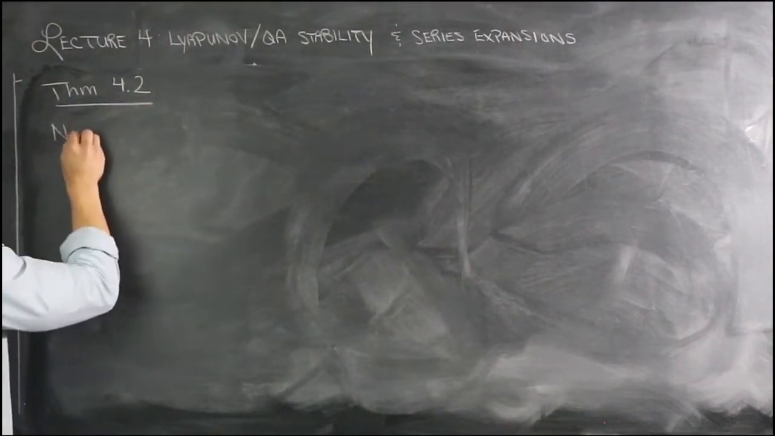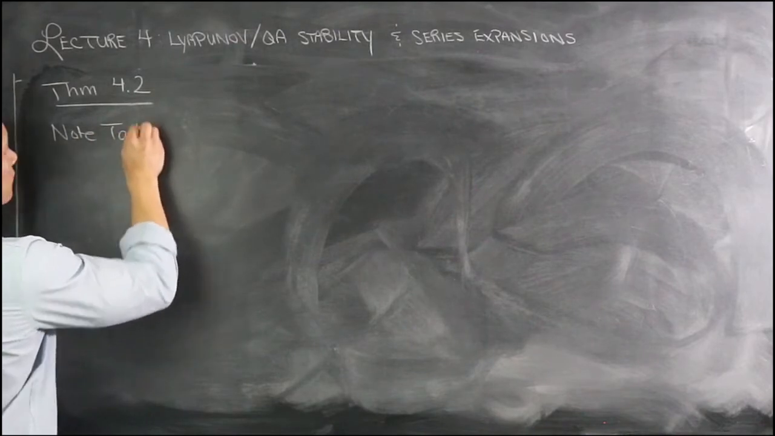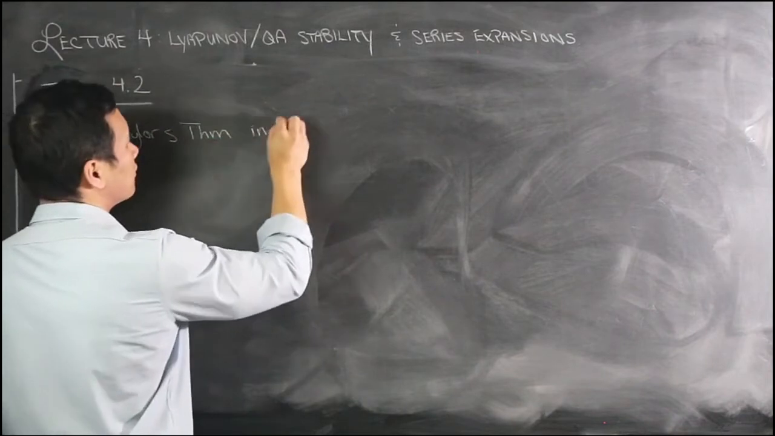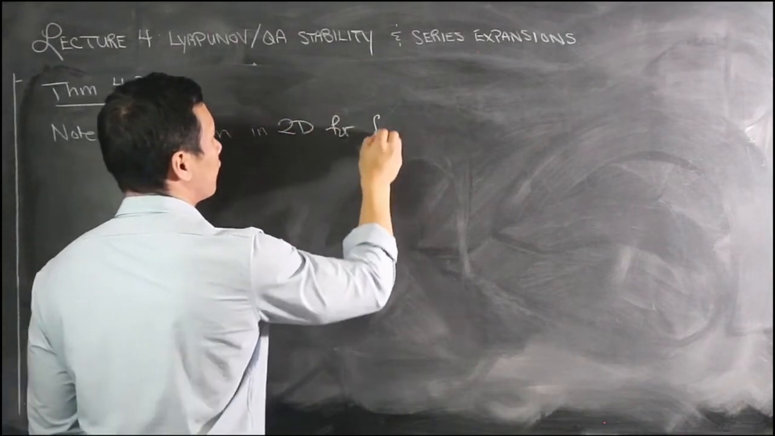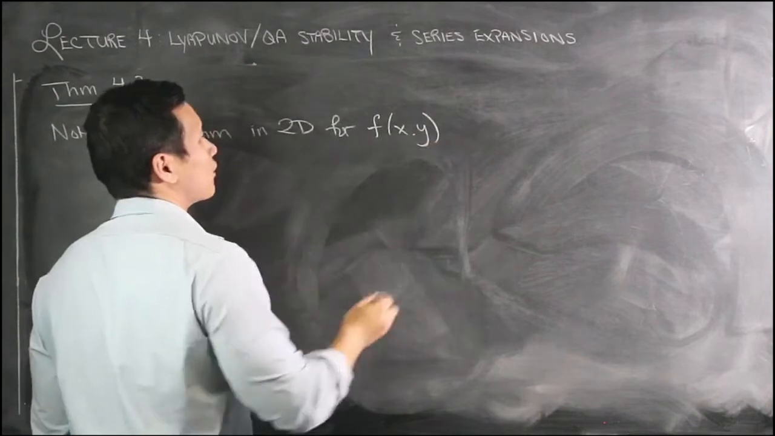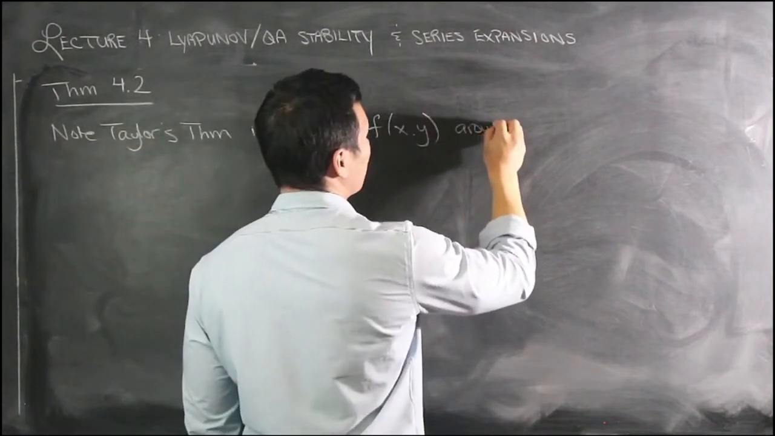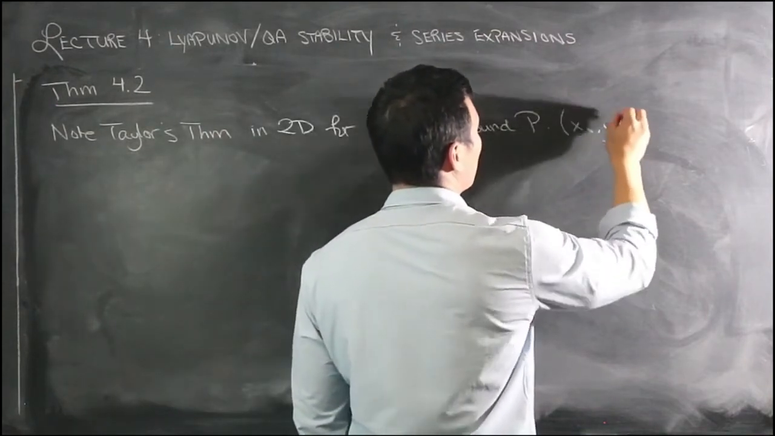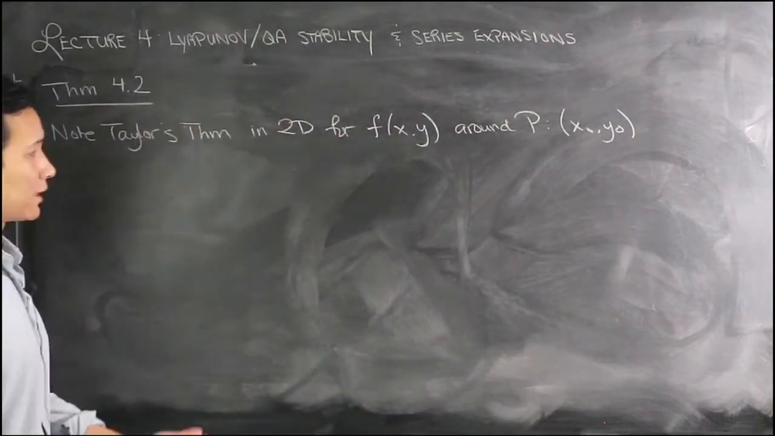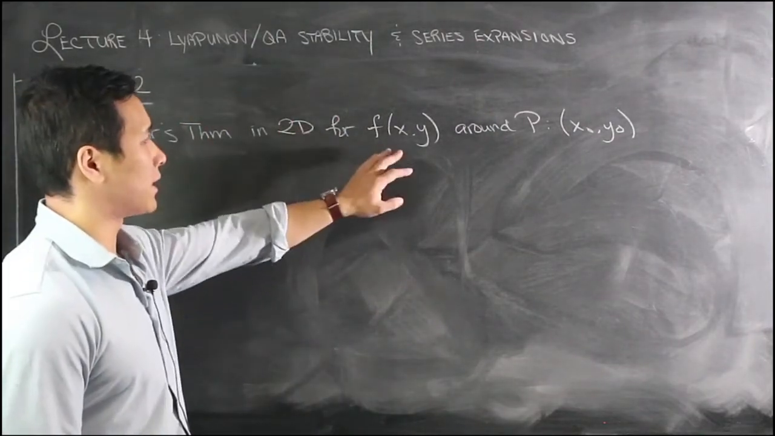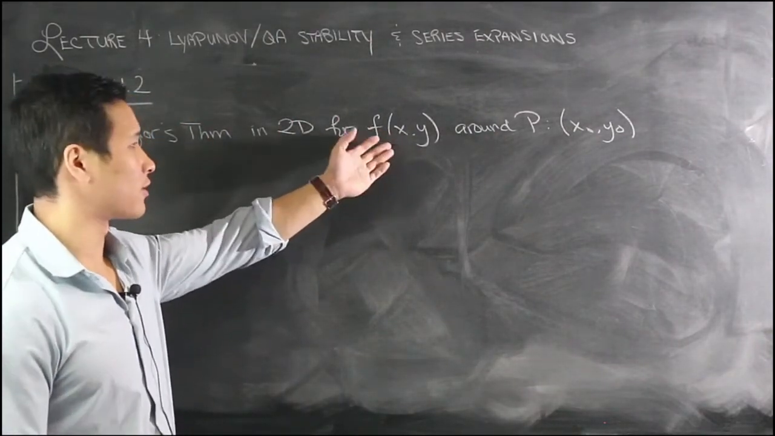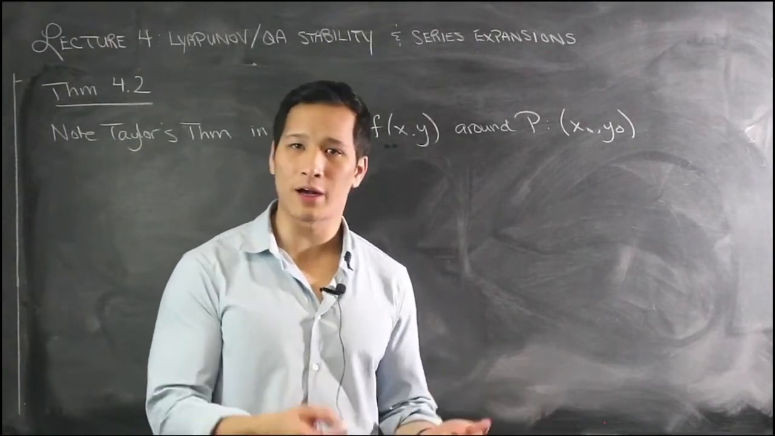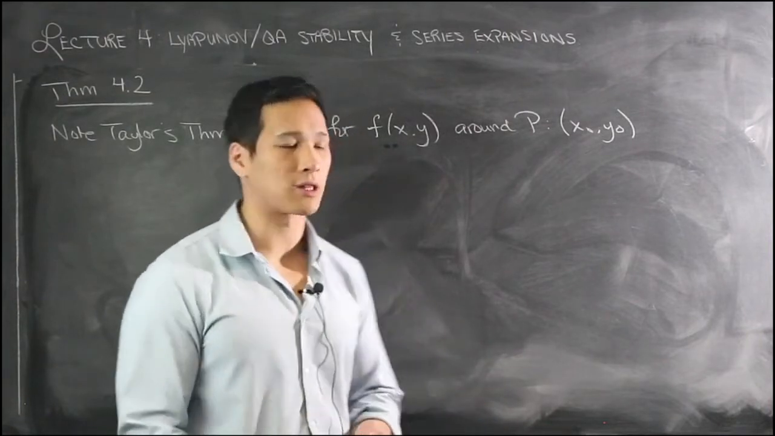So note, Taylor's theorem in 2D for f of x, y around the point, let's call it P. It's the basic idea, which is the same as the 1D case. You want to write down an infinite series for this f of x, y about this point P. And so it's a combination of its value at that P plus all the values of the derivatives at that point.